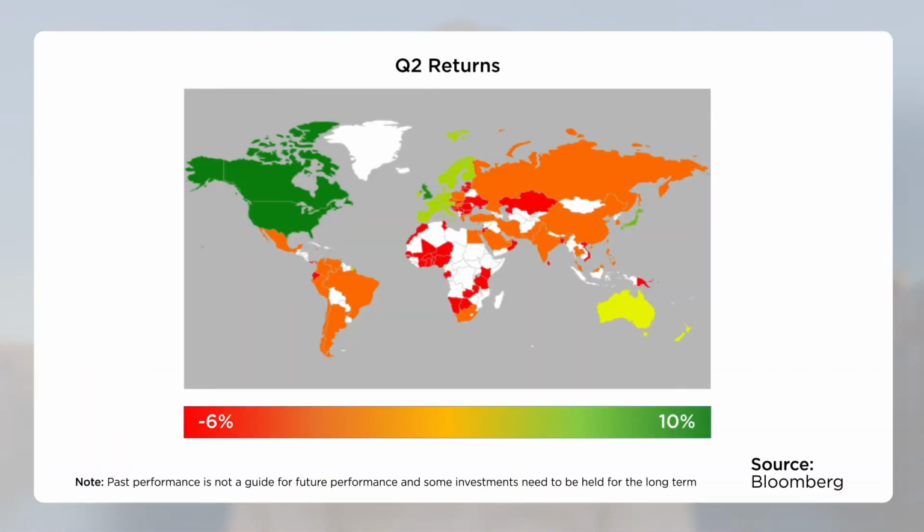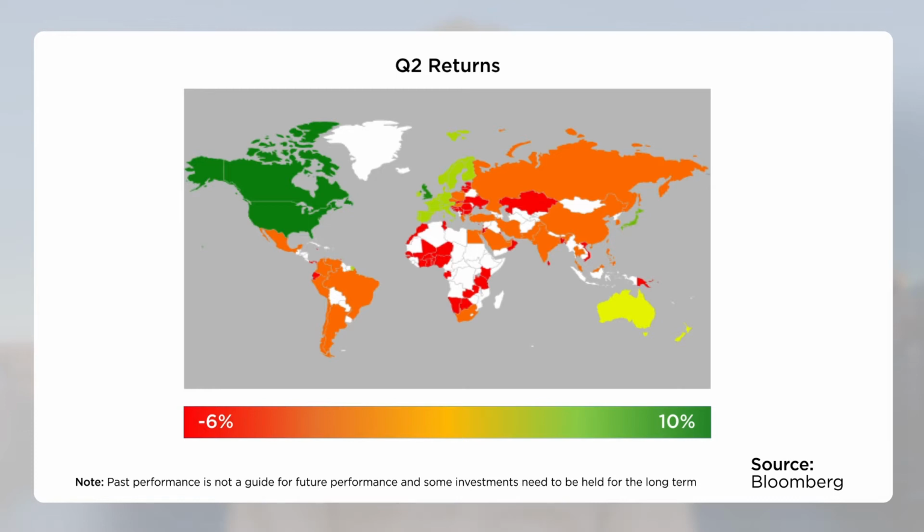I'm Head of Passive Portfolios here at AJ Bell, and welcome to our 2018 second quarter review. Share returns were a mixed bag in the second quarter of the year. Regions such as the US, Europe and the UK performed well, whereas areas such as Africa, South America and parts of Asia saw negative returns.